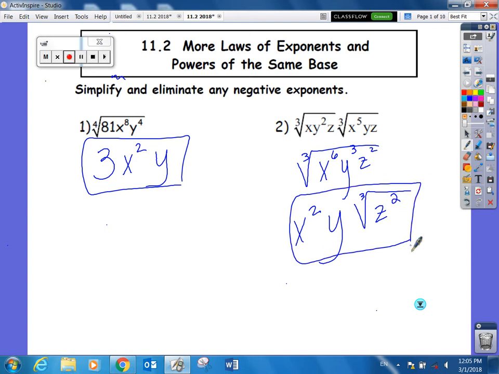So this is one of those, it started as a radical, the directions just said simplify, so that's what we did. It did not say change to exponential, so we just want to leave it in radical form.